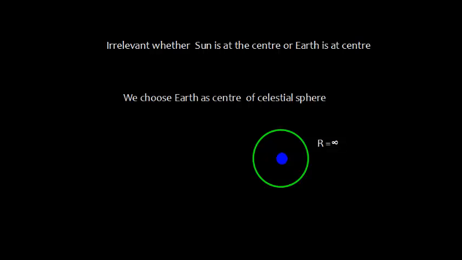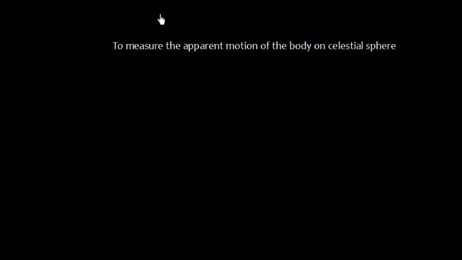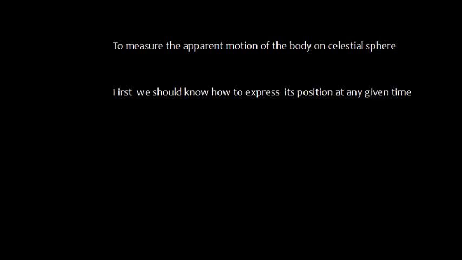So it is irrelevant whether the Sun is at the center or Earth is at the center of the universe. We choose Earth as the center of the celestial sphere because this is convenient, and the radius of this sphere is infinite. To measure the apparent motion of a body on the celestial sphere, first we should know how to express its position at any given time.